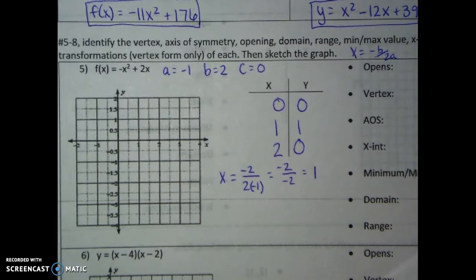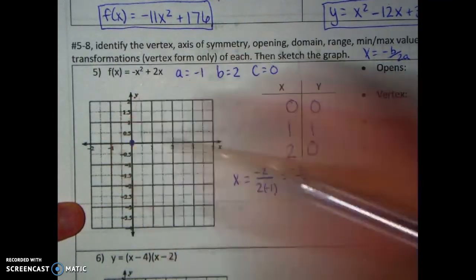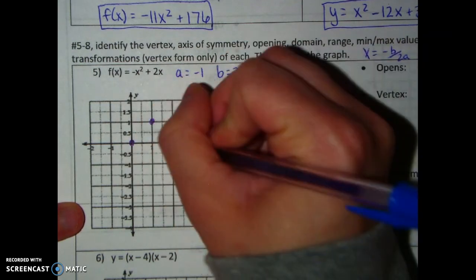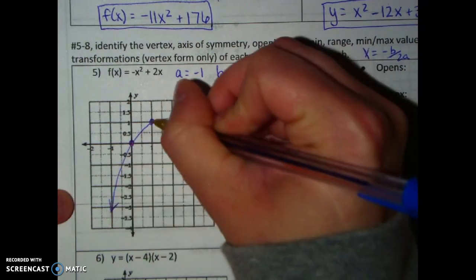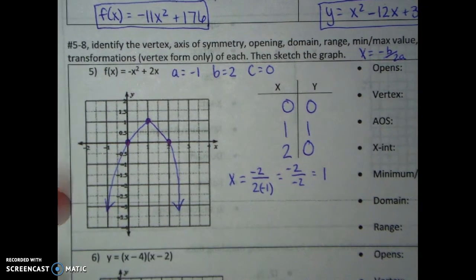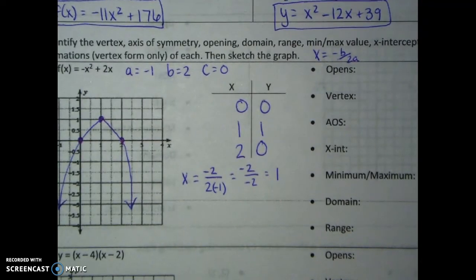I guess I'll go ahead and graph those right now. So 0, 0, 1, 1, and 2, 0. Okay, and now I need to go over and answer all these lovely questions over here.